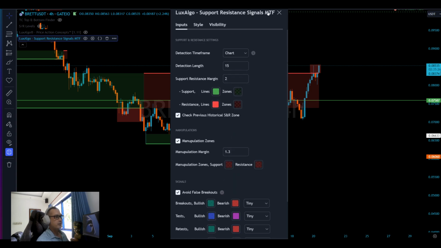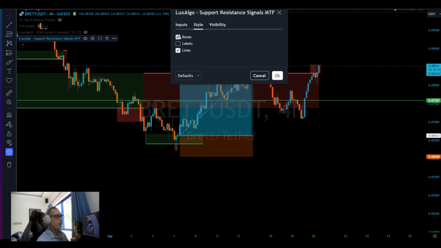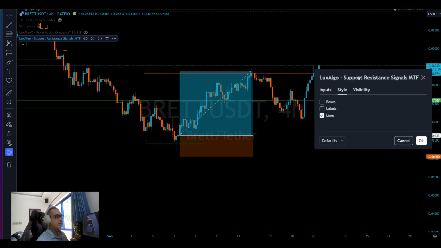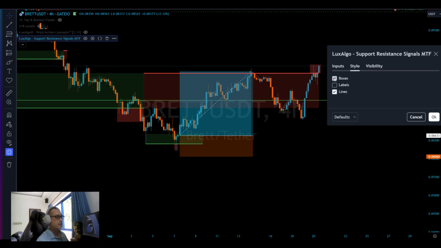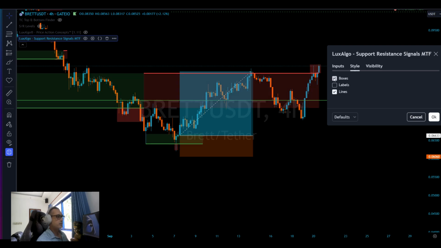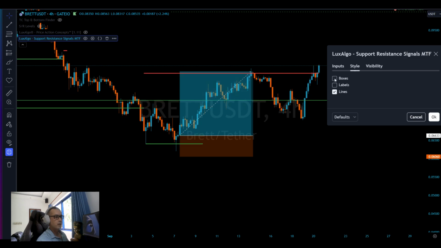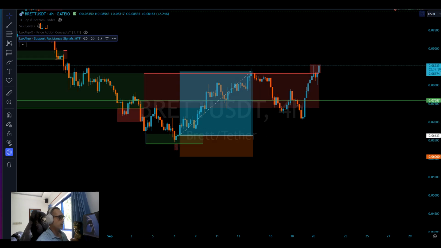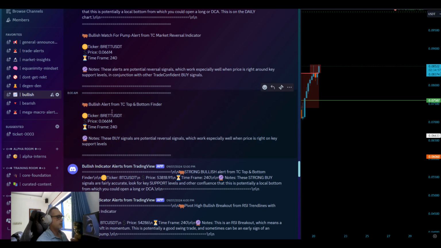And this is free. First of all, make sure you've got boxes as well. So it gives you zones, not just, you see how if I turn that off, it's just the line, which is fine, but it's good to also view support and resistance as zones, not just one level. You would have gotten the alert from here.